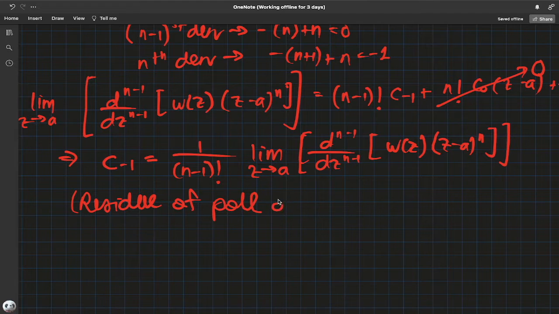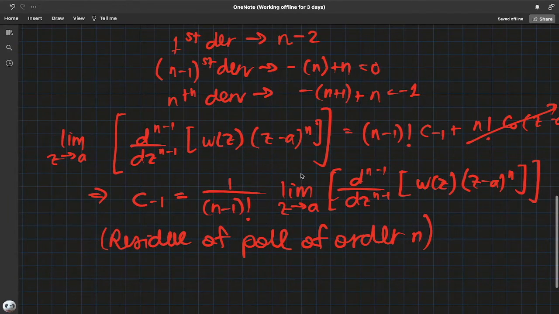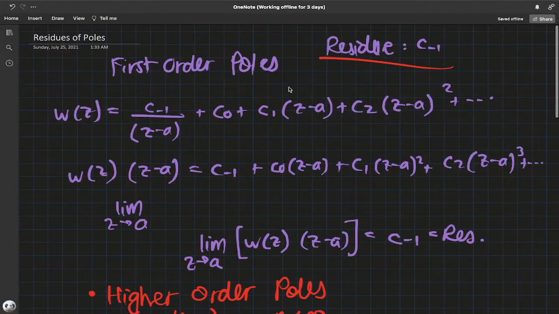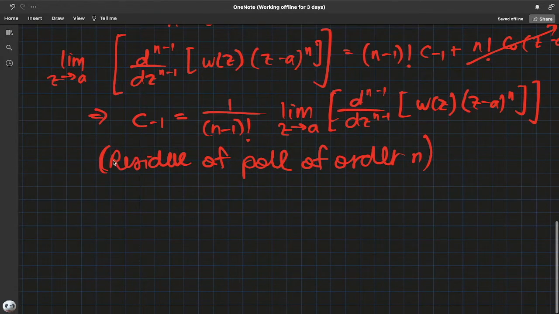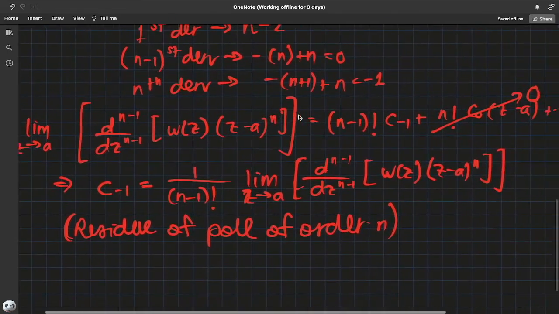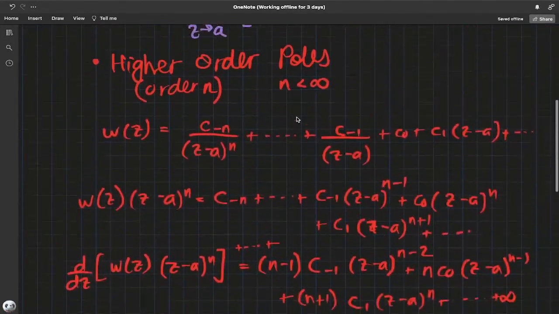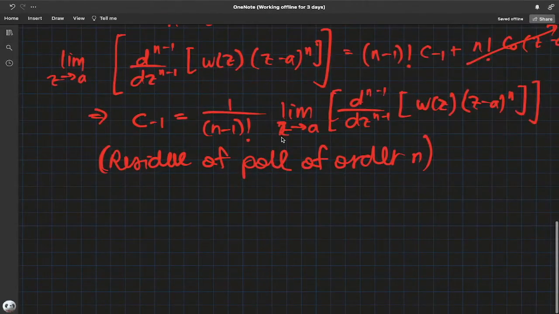This is the formula for the residue of a pole of order n, and you can substitute n equals 1 and you get the formula for the simple pole case. And I think this is a good formula, and this formula is what I used extensively at the start of this playlist. But now you know where it comes from, the logic behind it, and how it's connected to this entire concept of residues and Laurent series.